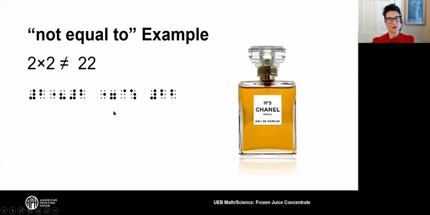While we're here, let's note some other aspects of this example. The numeric indicator happens before the first 2, so it doesn't mean B. Our cross multiplier is dot 5, dots 2, 3, 6. And then we have another numeric indicator so that our next cell, dots 1, 2, means the Arabic numeral 2. Again, our 4 cell is not equal to, and then numeric 22.